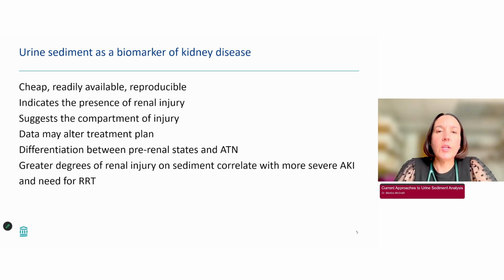If you think about the urine sediment, it actually carries many of the characteristics one would consider of a biomarker of kidney disease. It is cheap, it's readily available, it's quite reproducible. It indicates the presence of renal injury, and changes on the urine sediment can also suggest the compartment of injury. The data may alter the treatment plan, and the sediment can be particularly helpful in differentiating between prerenal states and acute tubular necrosis. And there is some data that I'll show you to suggest that greater degrees of renal injury on the sediment may correlate with more severe acute kidney injury and need for future renal replacement therapy.